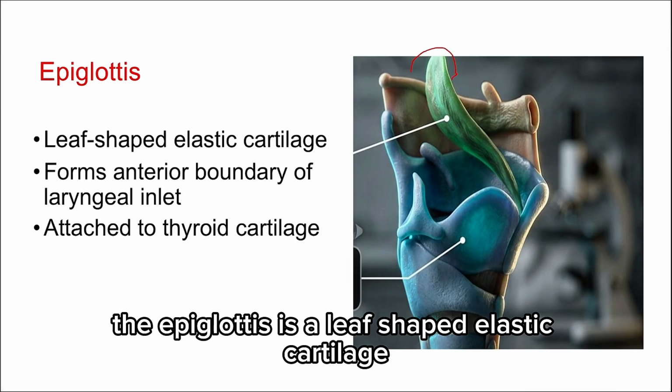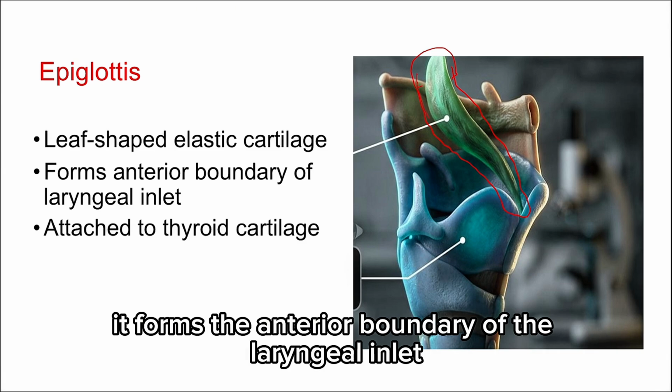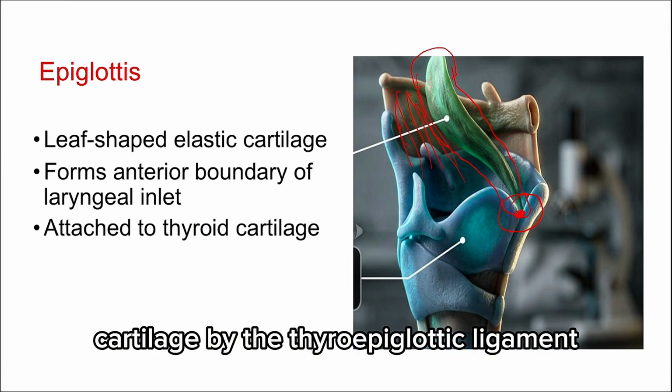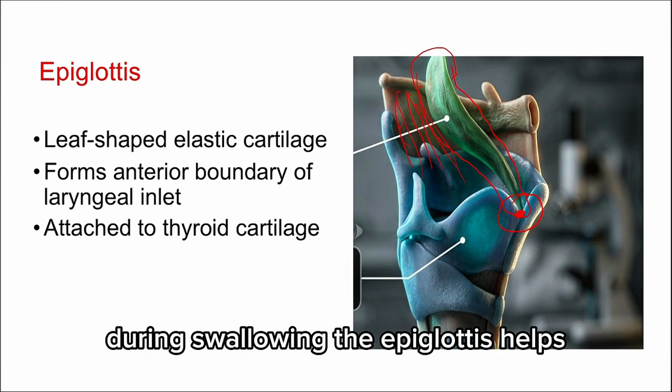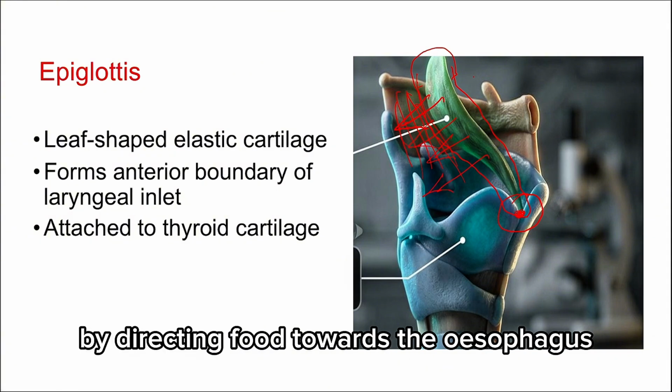The epiglottis is a leaf-shaped elastic cartilage located behind the root of the tongue. It forms the anterior boundary of the laryngeal inlet. Its lower end is attached to the inner surface of thyroid cartilage by the thyroepiglottic ligament. During swallowing, the epiglottis helps protect the airway by directing food towards the esophagus.